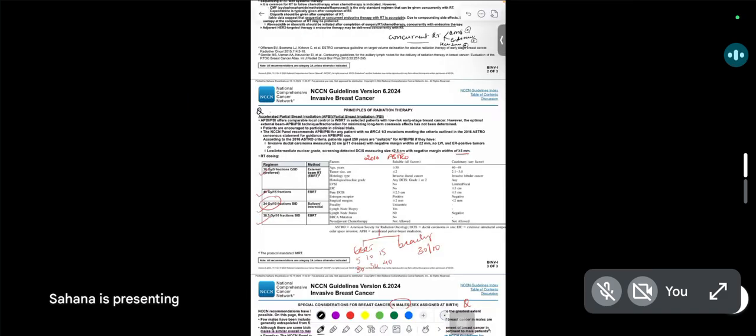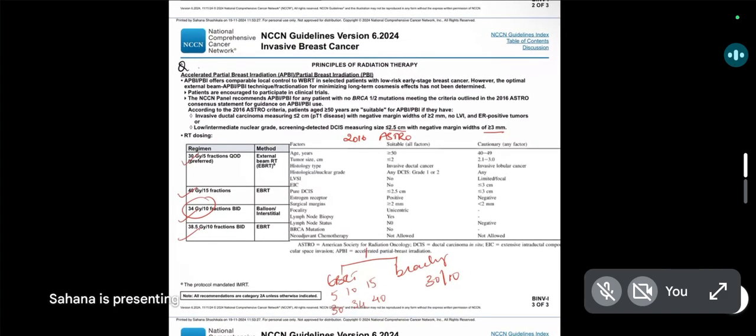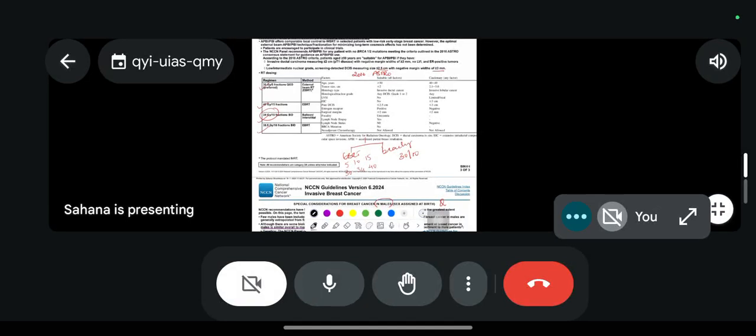They wanted to de-escalate in low risk group, finish off the radiation instead of giving it for 5 weeks. They wanted to finish in 1 or 2 weeks.